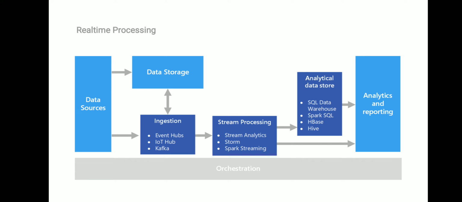One more important point. In a purely real-time solution, most of the processing orchestration is managed by the message ingestion and stream processing components. But in a Lambda architecture that combines batch processing and real-time processing, you may need to use an orchestration framework such as Azure Data Factory, Apache Oozie, or Sqoop to manage batch workflows.